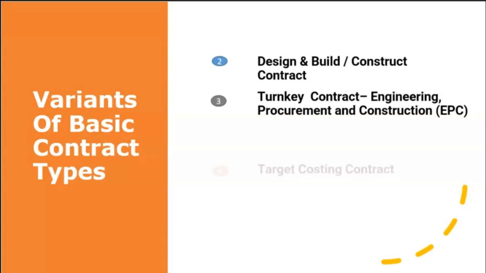And the next type of variant is target costing. Here, the contractor and the client agree on the estimated cost to complete a project. Actual cost of this project is reimbursed, and savings or overruns are shared between both parties, encouraging efficiency, financial control, and collaboration. The hallmark of this contract type is the risk sharing formula.